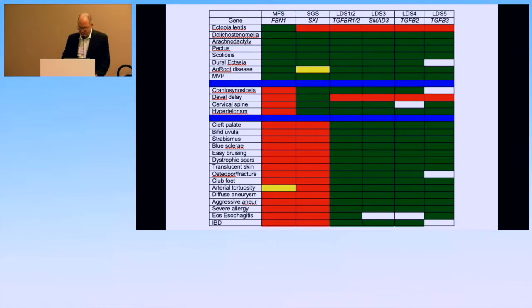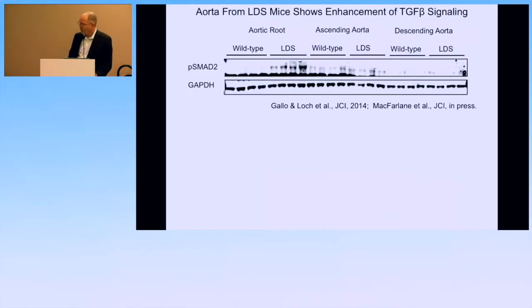Now, to try to understand Loeys-Dietz syndrome, we went on to make mouse models by introducing mutations that we had initially observed in patients with this condition. We saw the very clear signature for excessive TGF-beta activity as shown by phosphorylation of SMAD2 in the root of the Loeys-Dietz mouse model, but not in other aortic segments such as the more distal ascending aorta or the descending aorta.